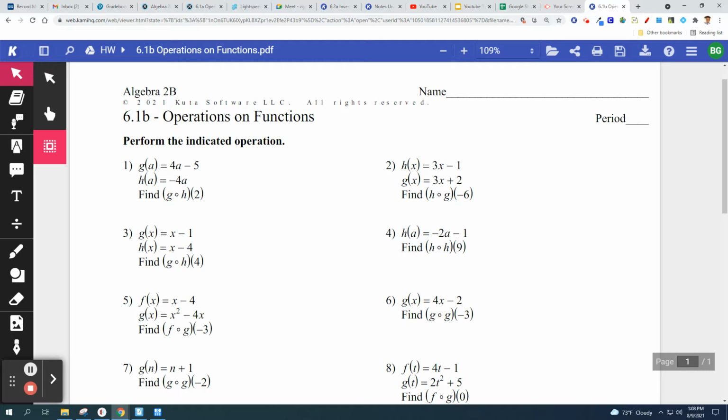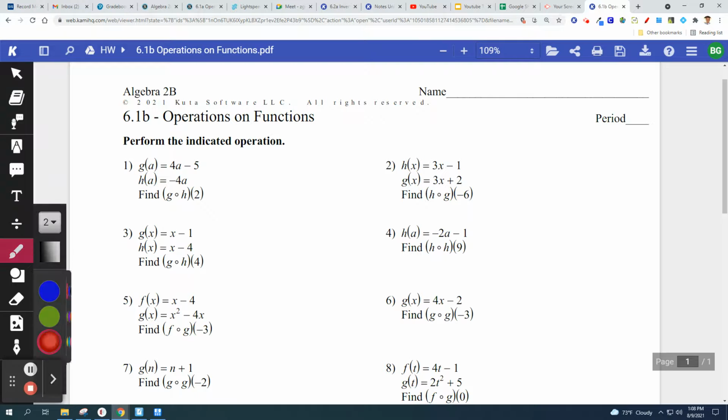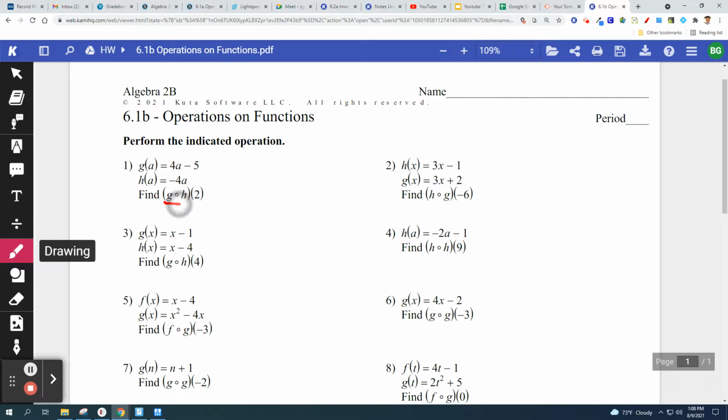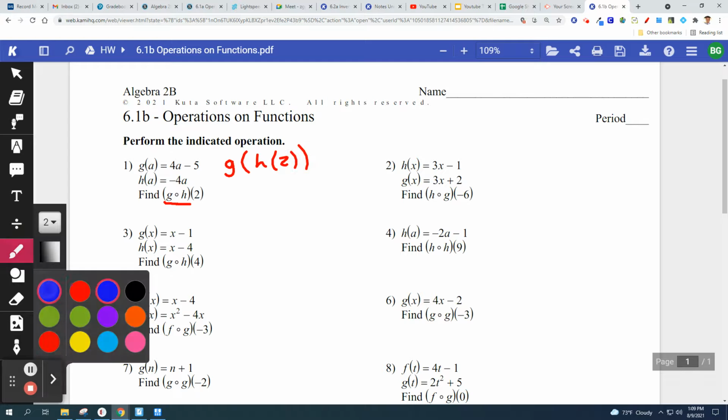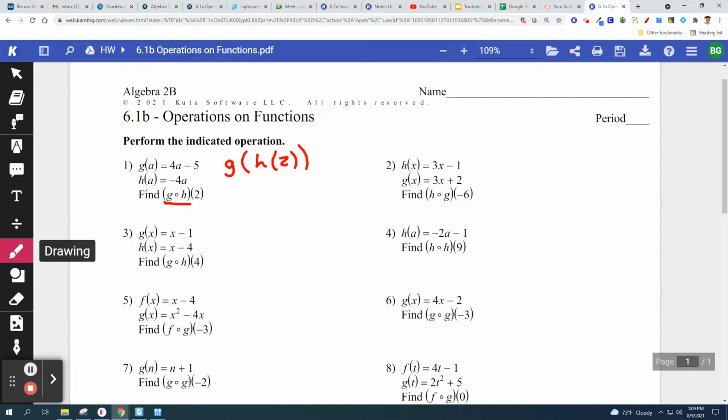6.1b, operations on functions. We're going to perform an indicated operation, but we've got a new operation here. Notice this symbol. This is not a multiplication symbol, it's a composition. It's called a composition, and how you read this is the word "of." I like to write it like this: G of H of 2. What we're doing is plugging a function into another function. We need to find H of 2 first, and then we're going to plug that into the G function.